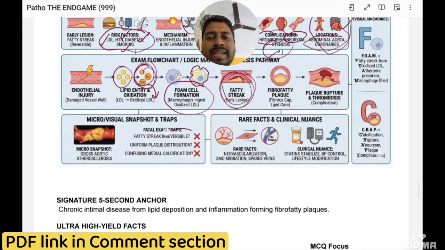Now, is this fatty streak irreversible? No, it is reversible. Fatty streak is reversible. This can be reversed, but once fibrofatty plaque and everything is formed, then it is irreversible.